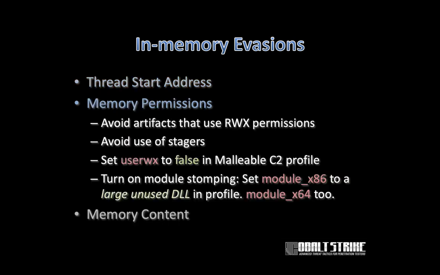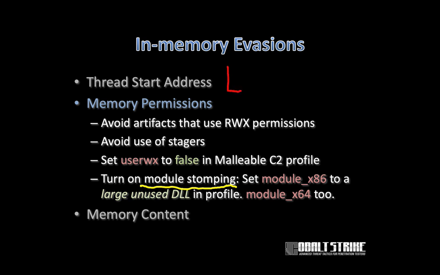For your memory permissions, avoid artifacts that use RWX permissions. Avoid stagers. The Metasploit framework stagers in Cobalt Strike always allocate RWX memory for the downloaded payload stage. Set use_RWX in your stage block to false. This will make it so Beacon does not use RWX permissions. One really cool option for memory permissions is module stomping. And this does require some explanation.